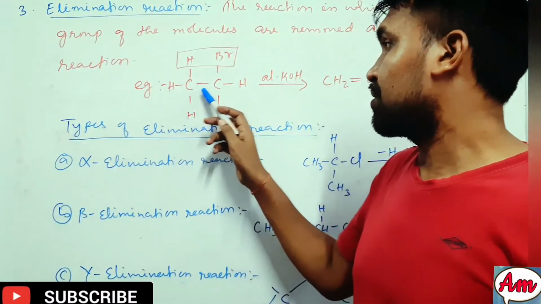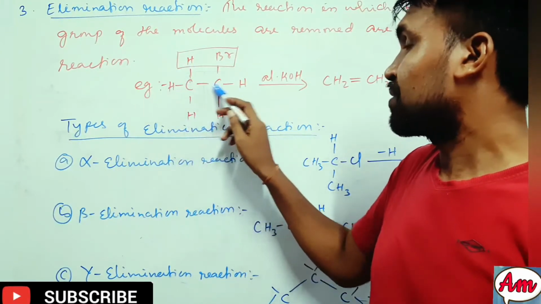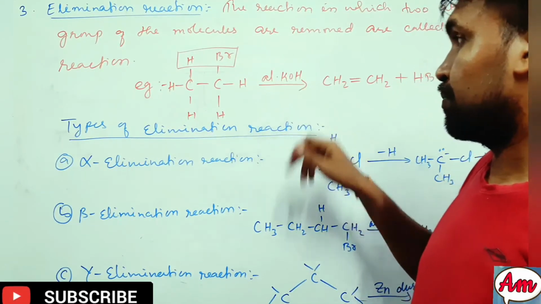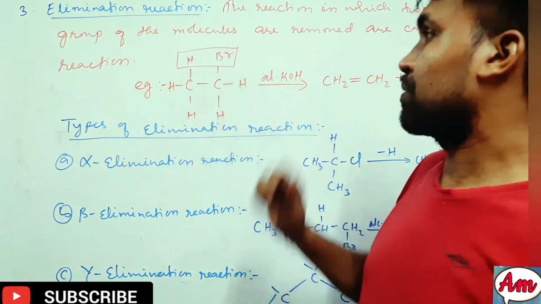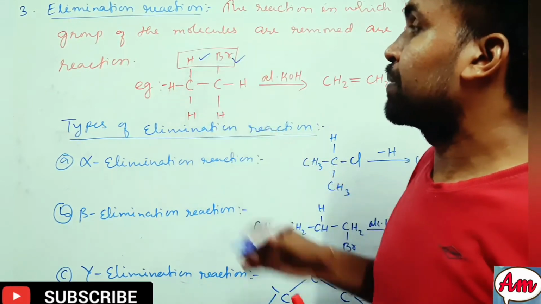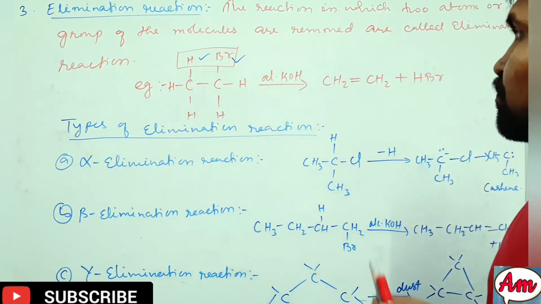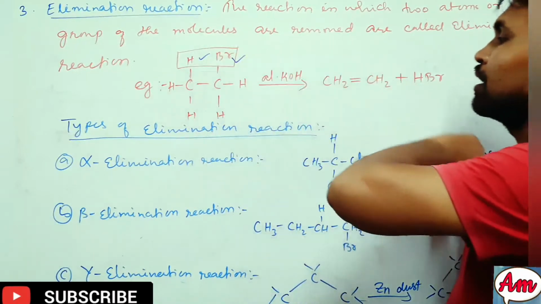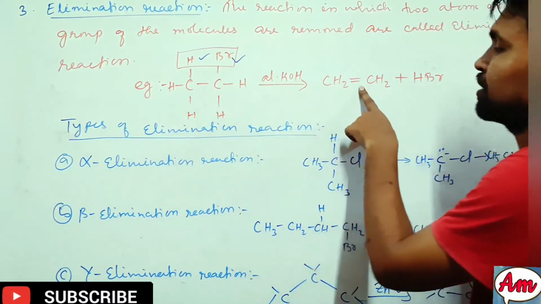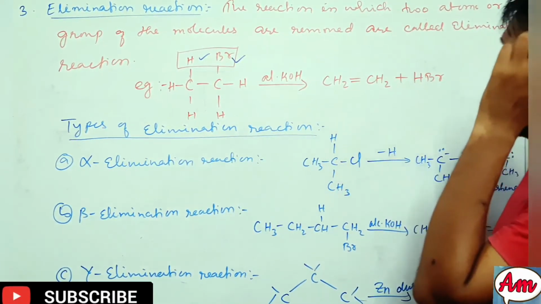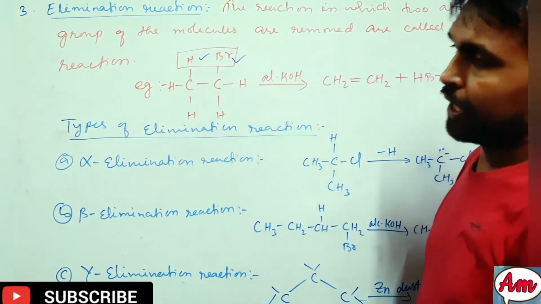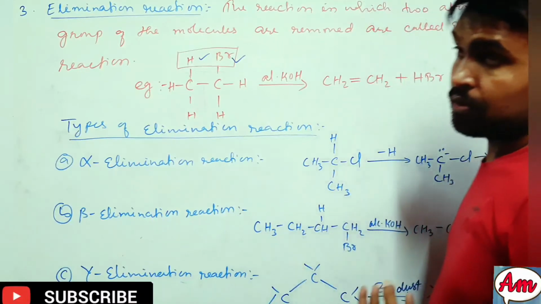So here it is CH3 CH2Br. In the presence of alcoholic KOH, potassium hydroxide, when we treat it with potassium hydroxide, you will see that this Br and this H will be eliminated, means removed. This is a group of atoms, so it will be removed. So what is left here now? CH2, and here it can't be a single bond, so we will put a double bond, plus HBr. So here HBr is removed. So this is called elimination reaction.